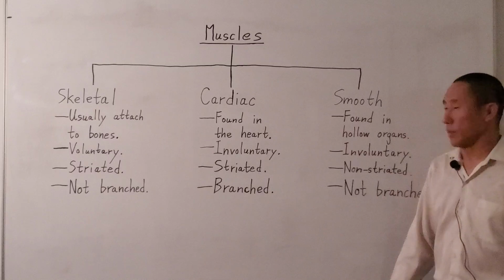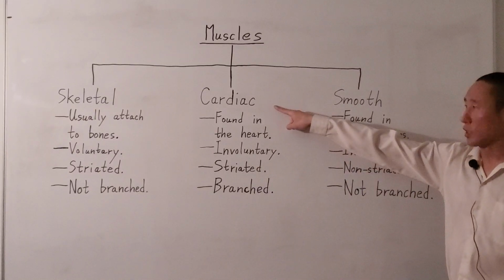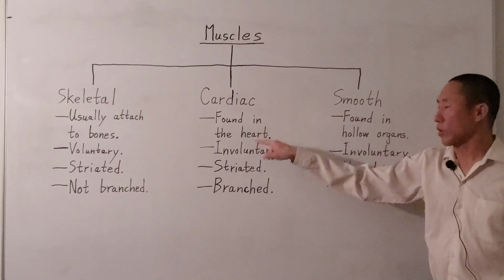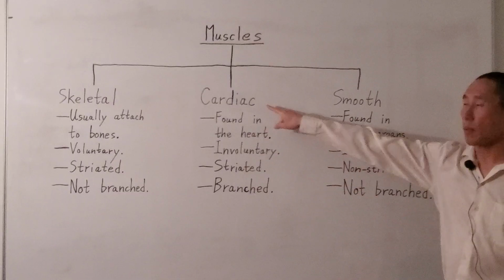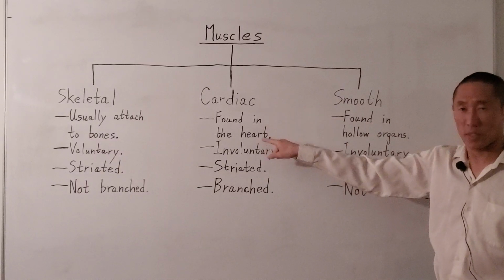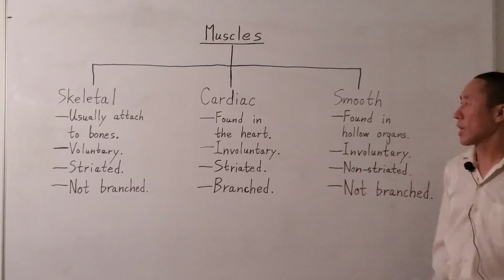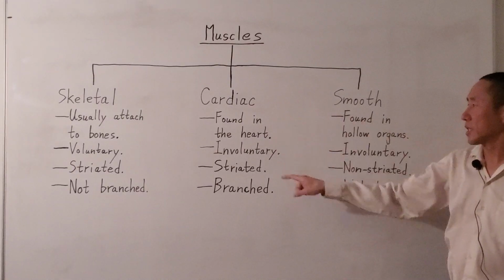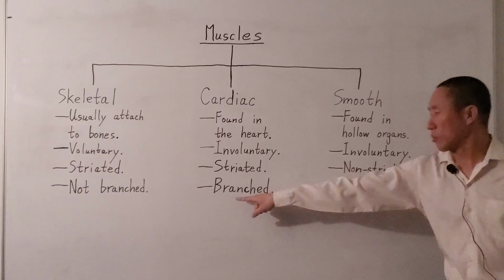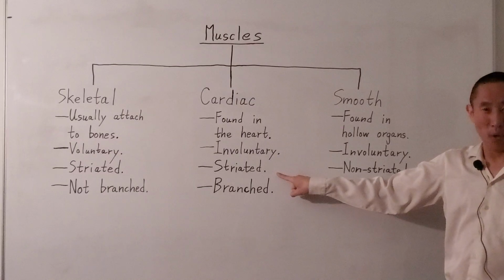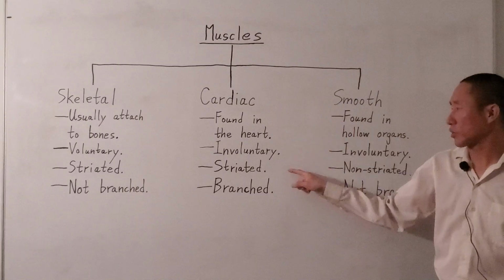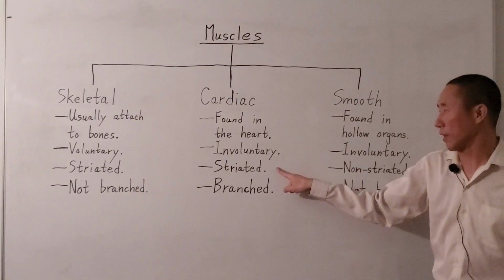Now, the next one will be cardiac muscle. If we talk about cardiac muscle, it can be found in the heart. And it makes sense because the name itself, cardiac, means heart. So you can see that it's found in the heart. And cardiac muscle is involuntary, striated, and also branched. Again, striated means stripes. So when you look under the microscope, cardiac muscle will have stripes on it.